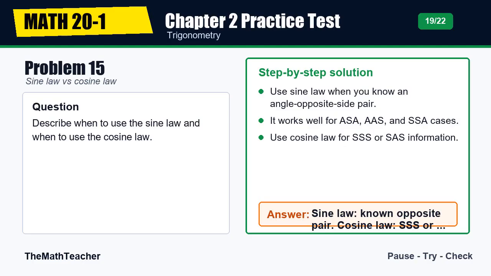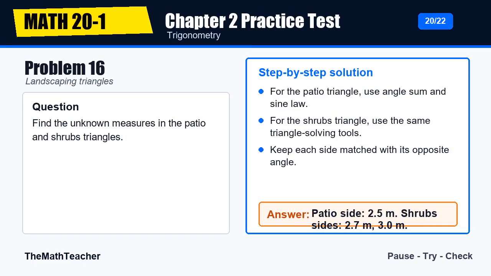Problem 16. For the patio triangle, use the angle sum and sine law to find the remaining measures, 38 degrees, 25 degrees, and 2.5 meters. For the shrubs triangle, the missing measures are 55 degrees, 2.7 meters, and 3.0 meters. The important habit is to keep each side matched with its opposite angle.